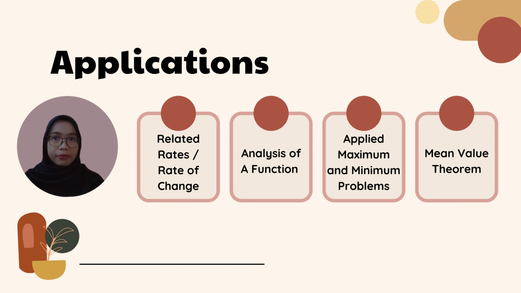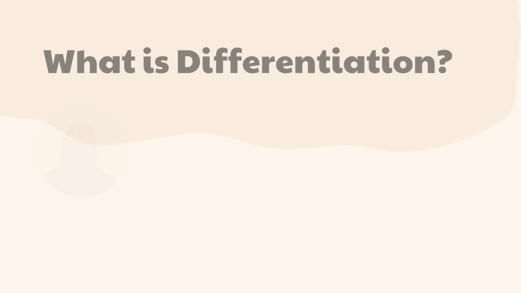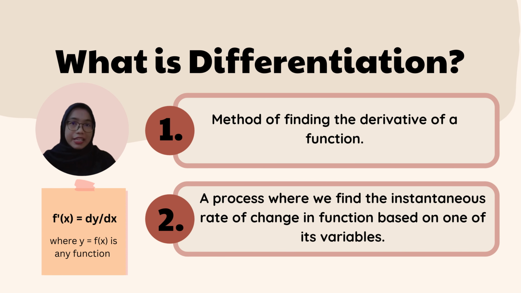This is the application of differentiation, which covers related rates or rate of change, analysis of a function, applied maximum and minimum problems, and the mean value theorem. So, what is differentiation? Differentiation is a method of finding the derivative of a function. Not only that, differentiation is also a process where we find the instantaneous rate of change in a function based on one of its variables.